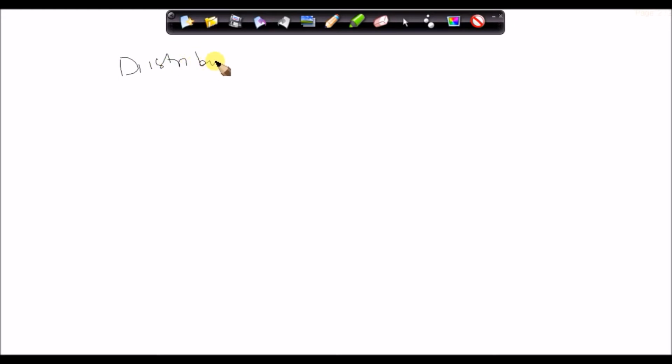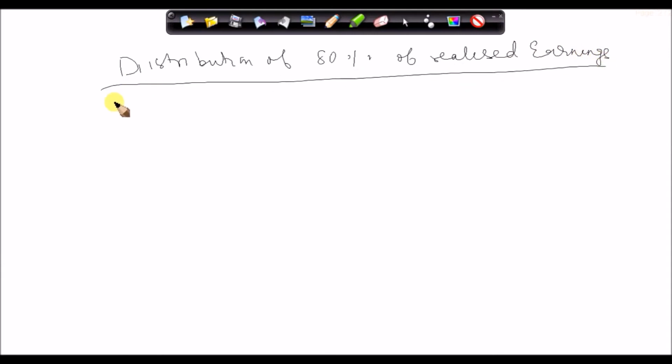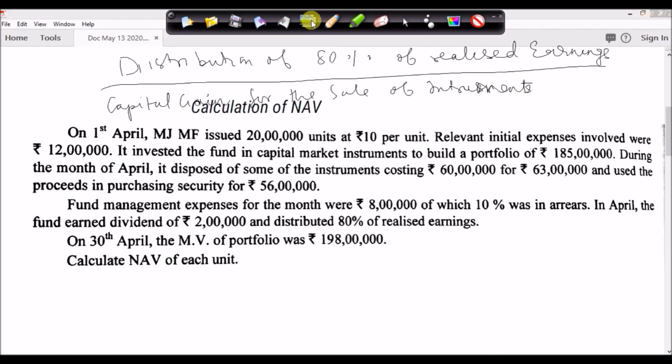Distribution of 80% of realized earnings. Now friends, you have to be careful here, that there was a capital gain for the sale of instruments, and these capital instruments. Okay, so we are now going to find out distributed 80% of realized earnings.